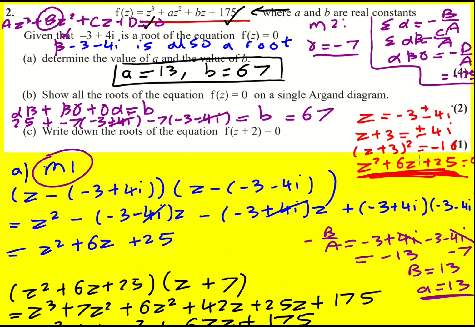Finally, for 1 mark, write down the roots of the equation f of z plus 2 equals 0. So this is just a translation by minus 2 in the, well, z in the x direction, really. So all that's going to happen is every root, I need to subtract 2 from it. Therefore, I will get minus 5 plus 4i, then minus 5 minus 4i, and finally minus 7 minus 2, minus 9.